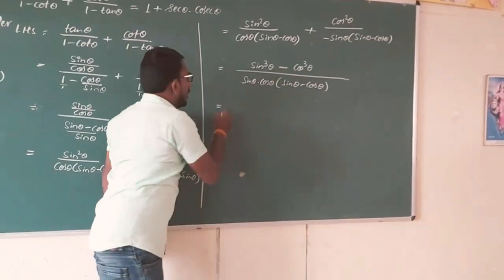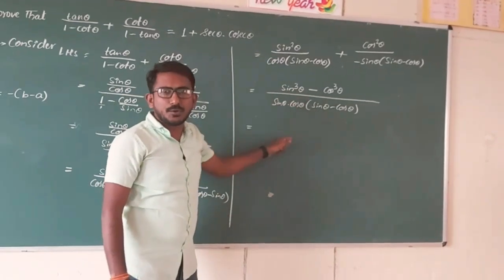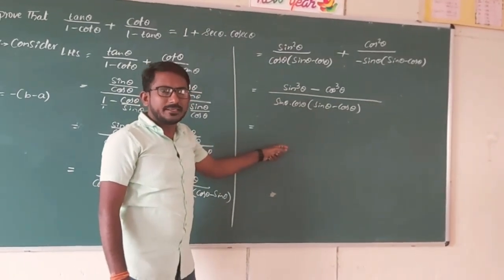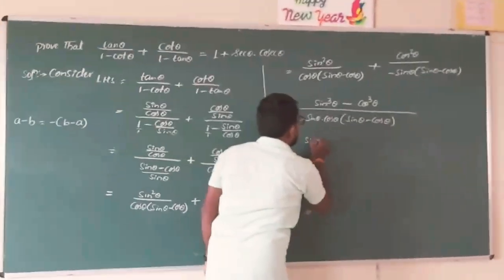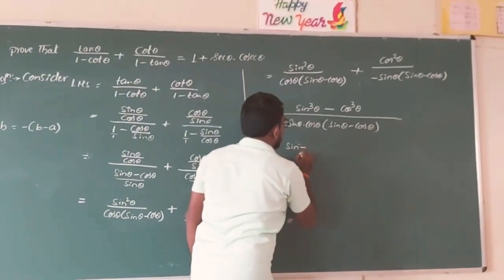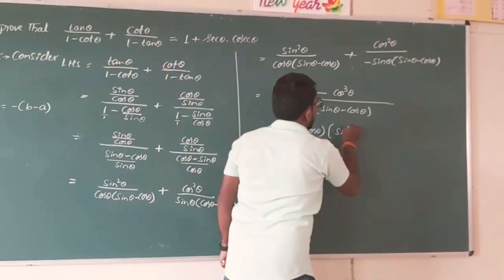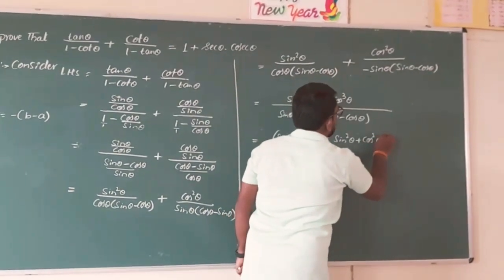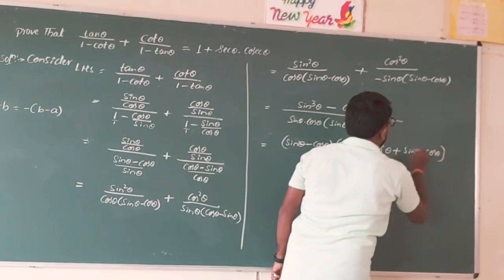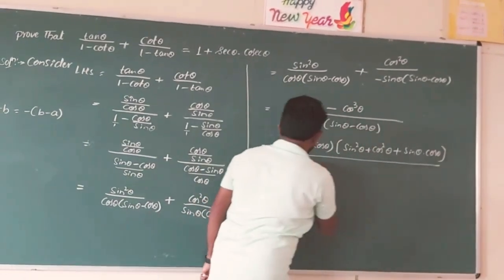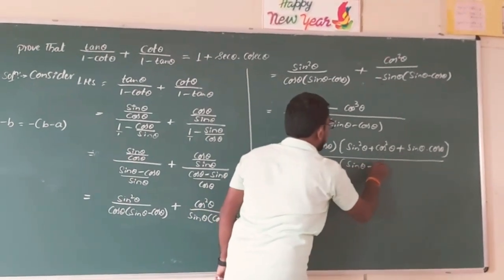So here we have to make use of the a cube minus b cube formula. Isn't it the identity that we know? a cube minus b cube is equal to a minus b into a squared plus b squared plus ab, isn't it? So let us write that: sin theta minus cos theta into sin square theta plus cos square theta plus sin theta into cos theta. And the denominator I write as it is, sin theta into cos theta into sin theta minus cos theta.